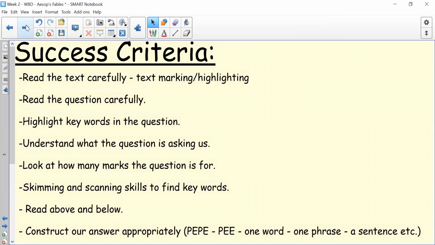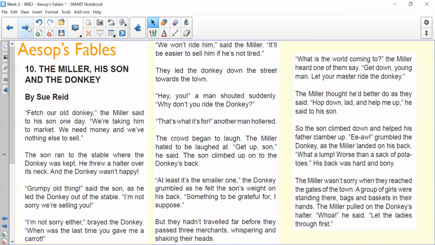Let's remind ourselves of our success criteria. If we're answering a mixed range of questions today, we're going to need to read the text carefully and use text marking and highlighting. We're going to read the questions carefully so that we understand what the question is asking us, and we can do that by highlighting the key words. We need to look at how many marks the question is for, and this will help us with constructing our answer appropriately. Then when we've got those key words, we can skim and scan to find those words in the text and read above and below it to get our answers. So let's get going.